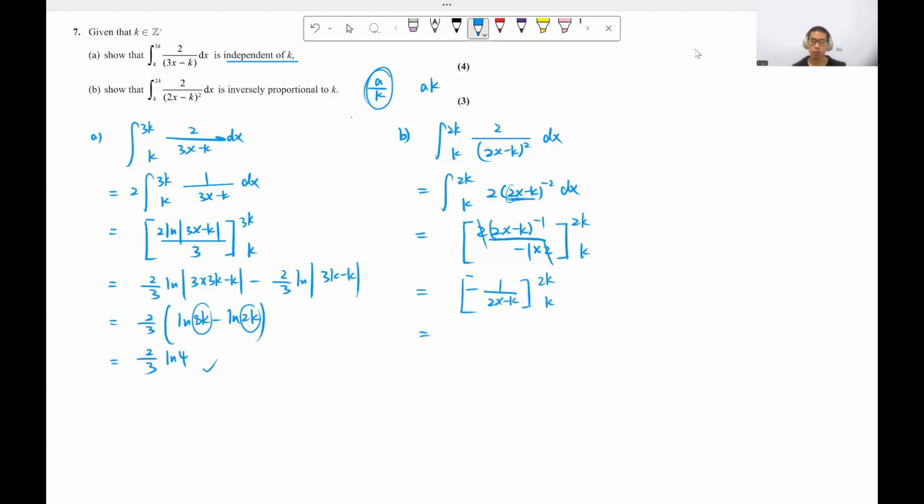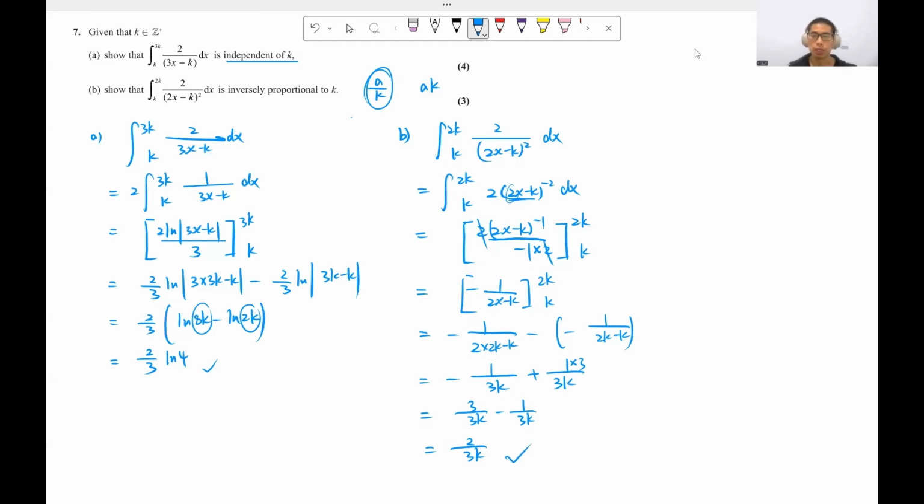So now if we substitute in the limits, we have negative 1 over 2 times 2k minus k, and then minus negative 1 over 2k minus k. So that's equal to negative 1 over 2 times 2k is 4k minus k is 3k, and then plus 1 over k. So to subtract them, we can make the same denominator by multiplying by 3. So 1 over 3k... that is equal to 2 over 3k, which has the form something over k. So therefore, it's inversely proportional to k.